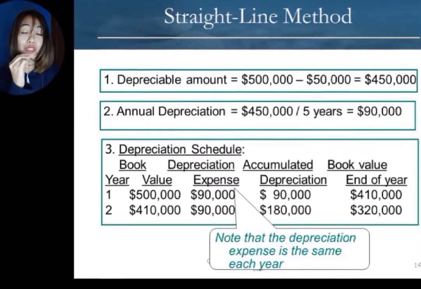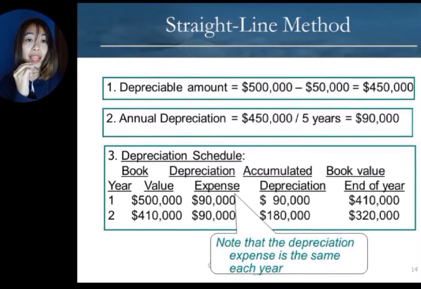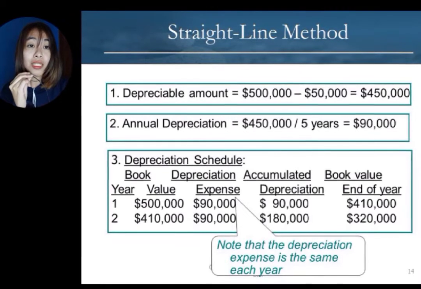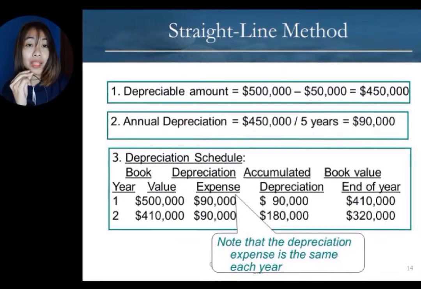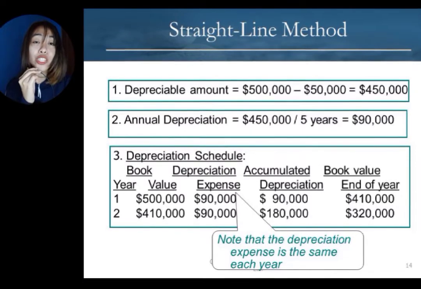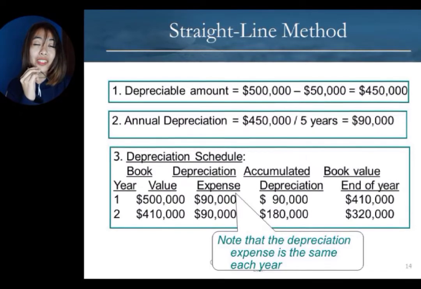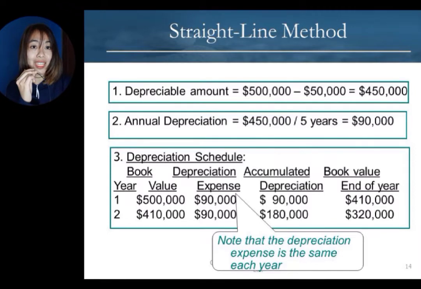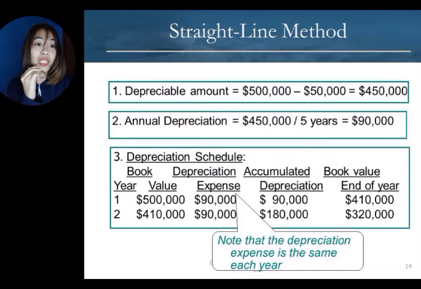Meanwhile, in order to get the accumulated depreciation, we just have to multiply the depreciation expense by the number of years. Here we have 90,000 depreciation expense and we just have to multiply it by 2 since we're already at 2 years in order to obtain 180,000 accumulated depreciation value. On the other hand, in order to obtain the book value, we just have to subtract the depreciation expense from the preceding cost of the asset. From 500,000, we will subtract 90,000 in order to get 410,000 book value. And that's how the straight line method can be used.